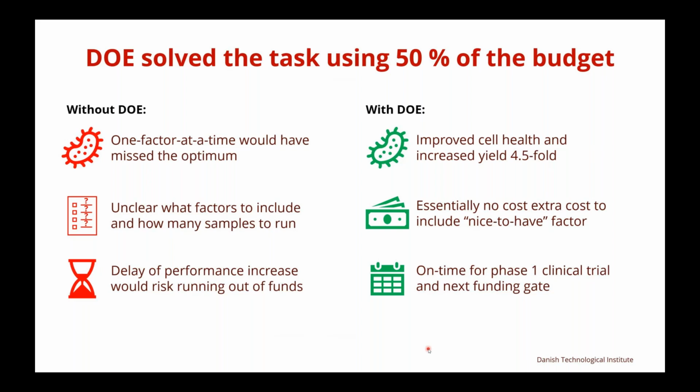As part of the design process, we discovered that it would not really cost them anything extra to include all 4 factors. And this meant that after these 2 months of this optimization design, they could then do a single round of validation, which was still in time for their phase 1 clinical trial, and get to a state where they could meet their next funding gate, which is important when you're a startup.